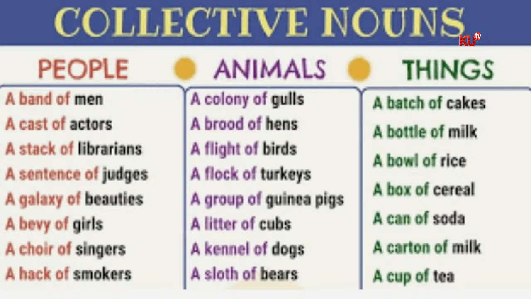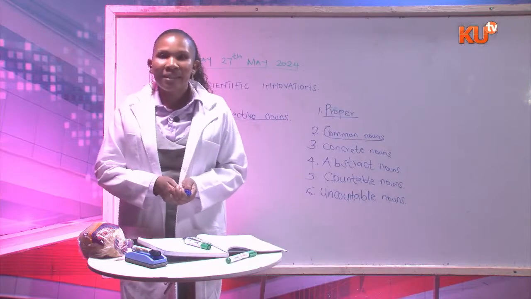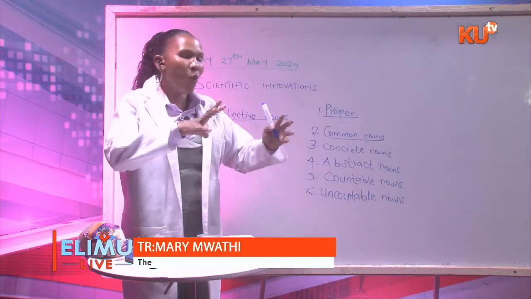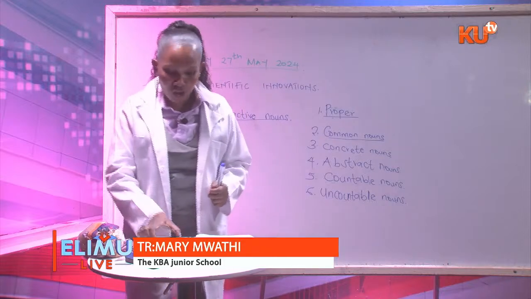A litter of calves. When the calves, the young of a lion is called a calf. When there are many, we call them a litter of calves. We also have a kennel of dogs. Remember, a house of dog is called a kennel. But when dogs are many, we call them a kennel of dogs. A sloth of bears. These are bears that are many. When bears are many in one place, we call them a sloth of bears.